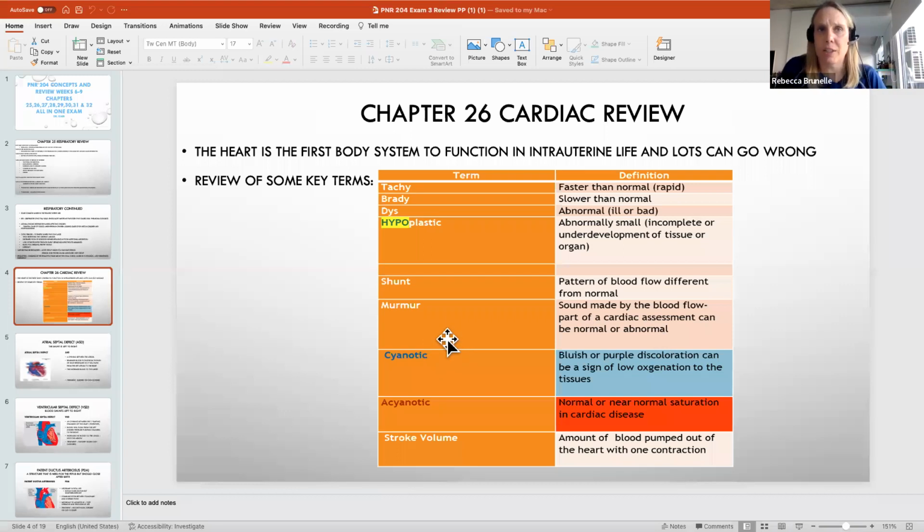And then a murmur is a sound made by blood flow. It can be because of a shunt, or it can be a problem with the valve, but you hear the blood going through the heart. Cyanotic is bluish discoloration, and acyanotic is normal or near normal oxygen level. Stroke volume is the amount of blood pumped out with each contraction. These are key terms we use when we talk about the cardiac system. The next couple slides are going to go over specific defects that you need to have a general knowledge of.